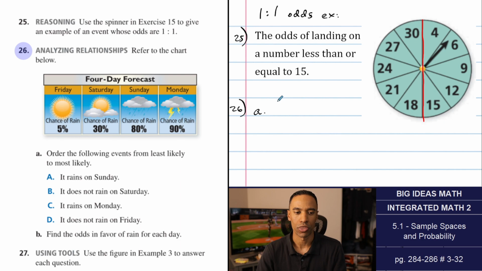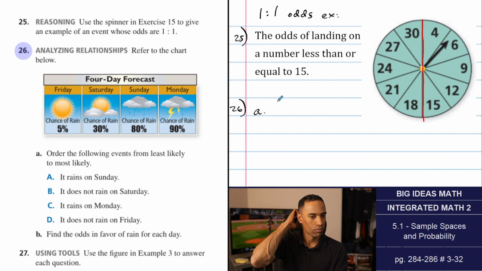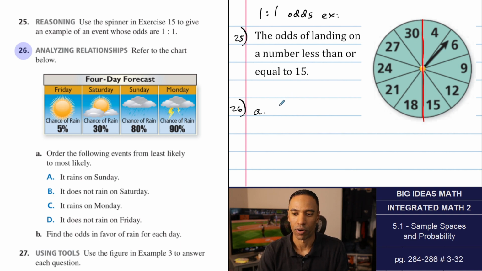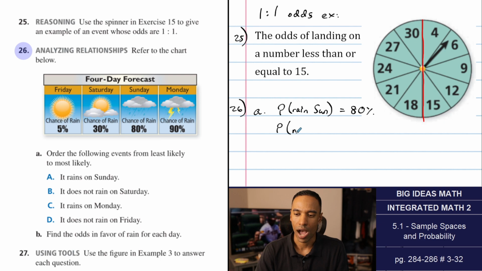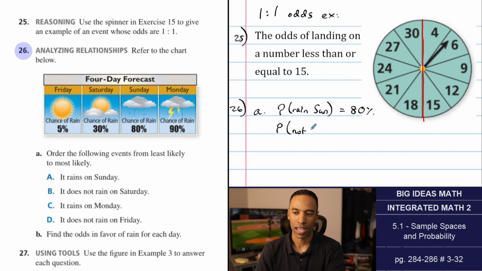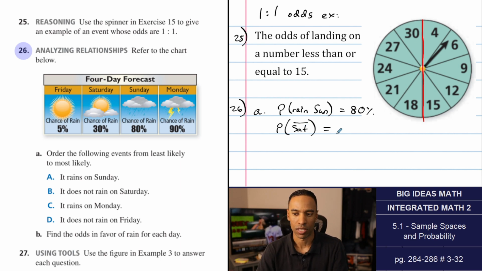Let's first arrange those probabilities. Probability of rain Sunday is 80%. Probability of not rain Saturday. Sat hat is 1 minus the probability of Saturday's rain. So 100% minus 30%, which is 70%.